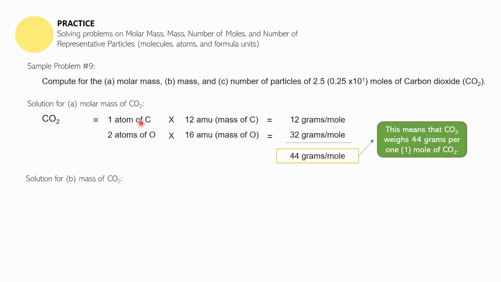We now move to the mass of carbon dioxide. Now, how heavy is 2.5 moles of carbon dioxide? Well, you know that 1 mole of carbon dioxide weighs 44 grams. How about 2.5 moles of it? So basically, you're just going to convert. First, your given is going to be, of course, 2.5 moles of carbon dioxide. And then your table of equivalence is going to be 44 grams per 1 mole.